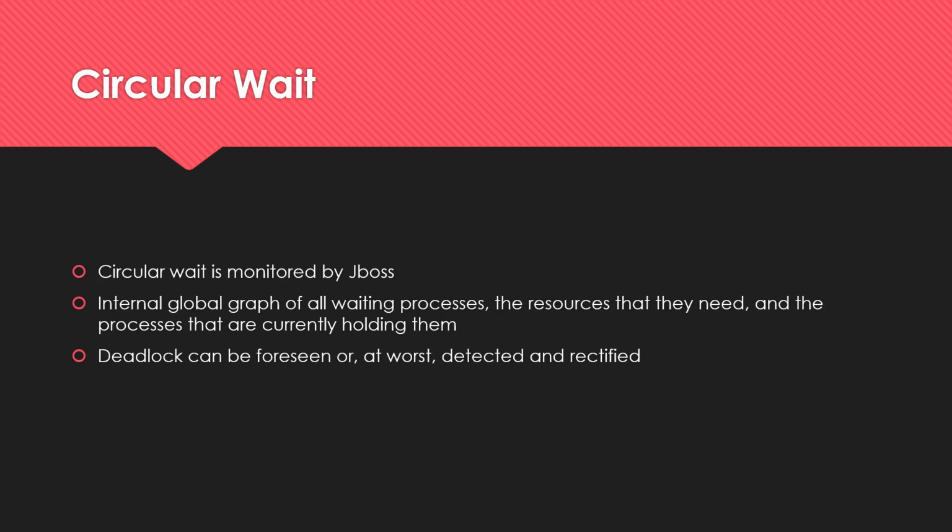Circular wait is handled by JBoss. JBoss uses an internal global graph of all waiting processes to foresee circular wait and deadlock and take the correct action once it is detected, also to prevent it in some instances.